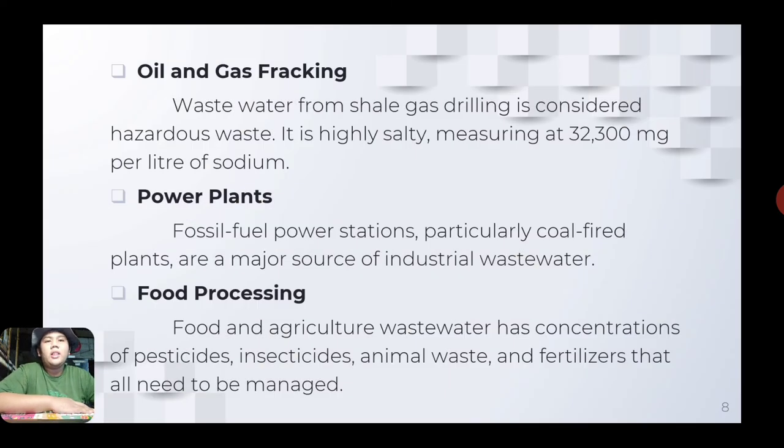Next, oil and gas fracking. Wastewater from shale gas drilling is considered hazardous waste. It is highly salty, measuring at 32,300 milligrams per liter of sodium. Power plants. Fossil fuel power stations, particularly coal-fired plants, are a major source of industrial wastewater. Food processing. Food and agricultural wastewater has concentrations of pesticides, insecticides, animal waste, and fertilizers that all need to be managed.